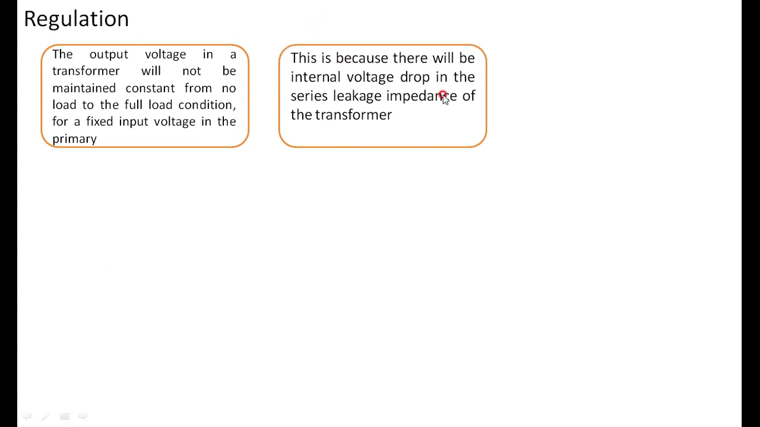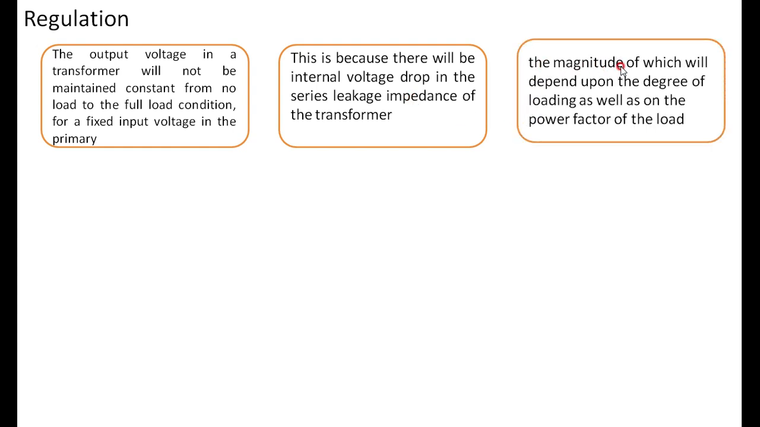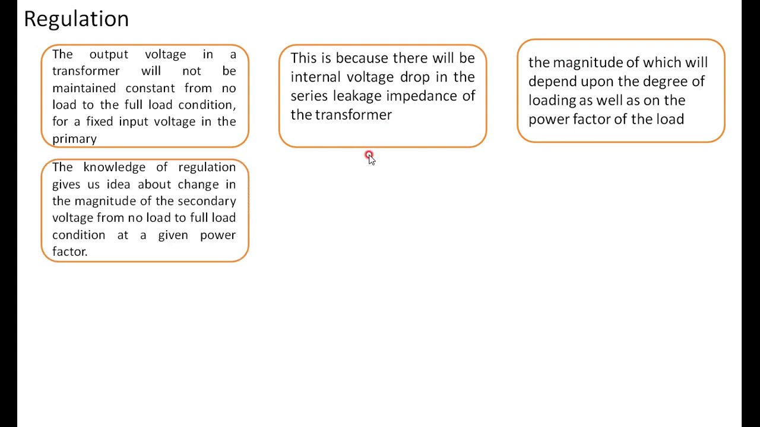This is because there will be an internal voltage drop in the series leakage impedance of the transformer. Impedance is a combination of resistance and reactance, the magnitude of which will depend upon the degree of the loading as well as the power factor of the load. That is, the drop in the transformer depends upon the magnitude of the current I and the power factor. The knowledge of the regulation gives us an idea about the change in the magnitude of the secondary voltage, how much change there is from no load to full load, which you come to know when you study the regulation.